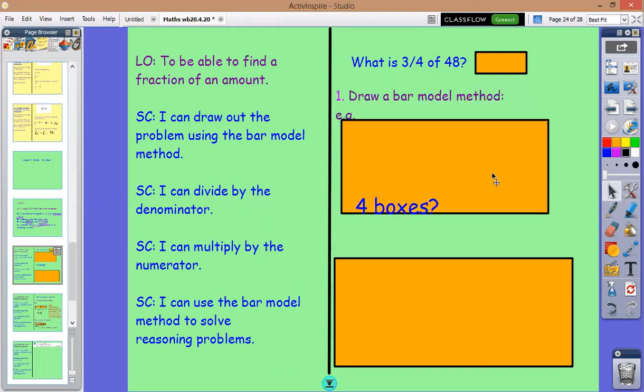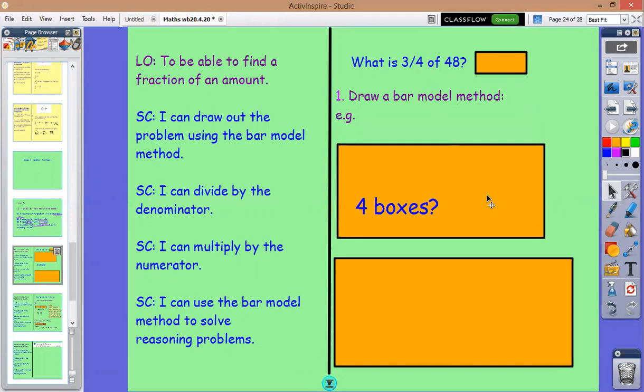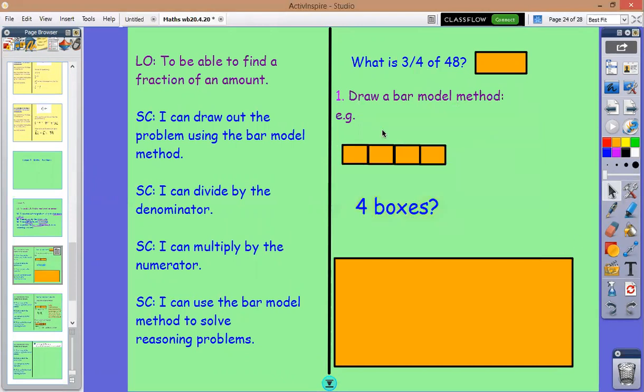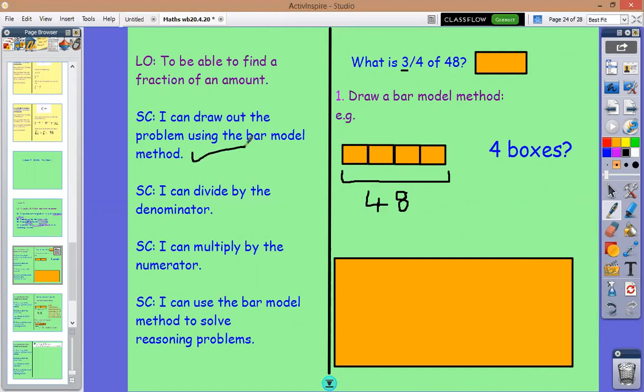So let's have a look at how I've tried this question. I'm going to draw the bar model, and I've got my example here: 1, 2, 3, 4. These 4 boxes represent my fraction, and they equal 48. So altogether, all 4 of these boxes equal 48. Now, I need to find out what 3/4 is. So already, yes, I can draw out the problem in my success criteria using the bar model method.